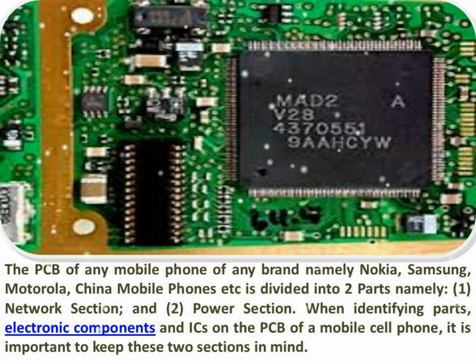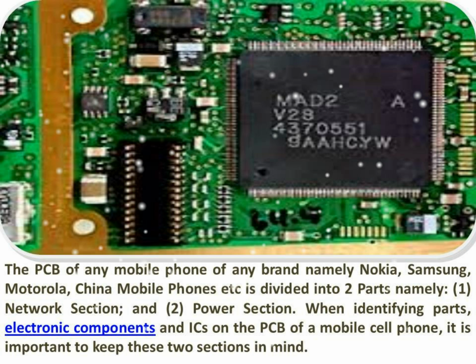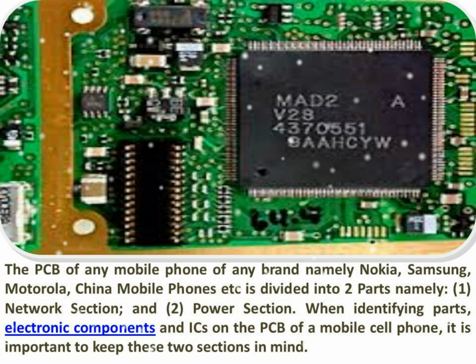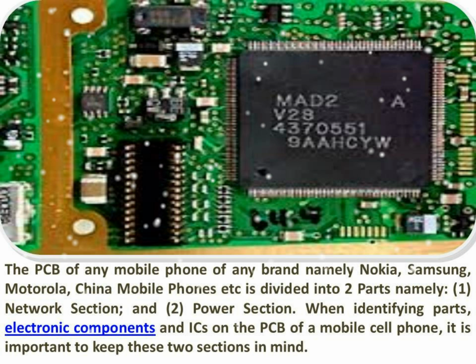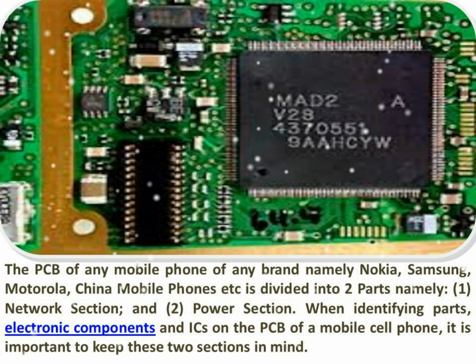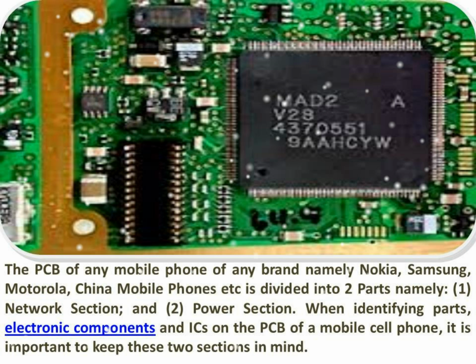Network IC. It is below or beside the antenna switch and PFO. In some mobile phones, the network IC is merged with the CPU, e.g., Nokia 1200, 1650, 1208, 1209 etc. Power section. This section is below the network section.